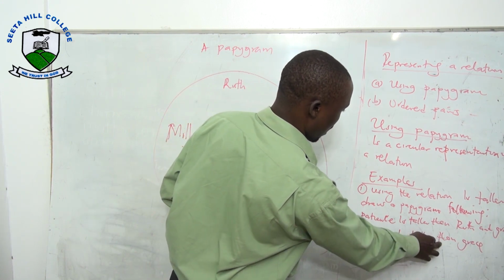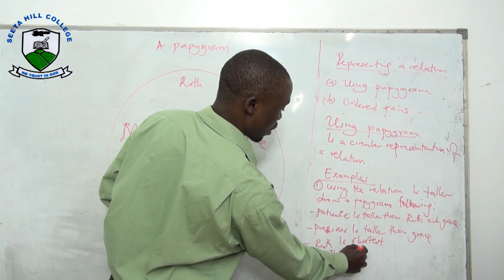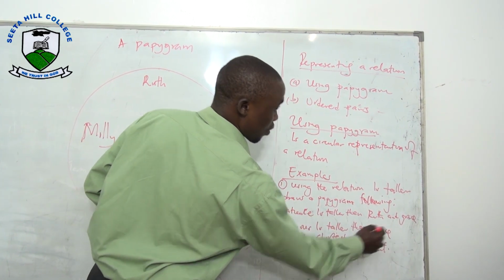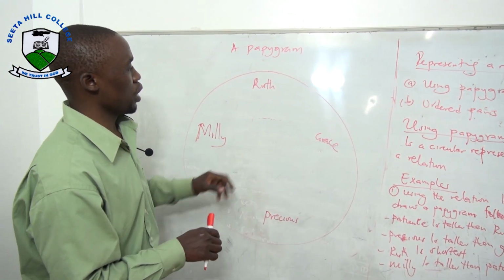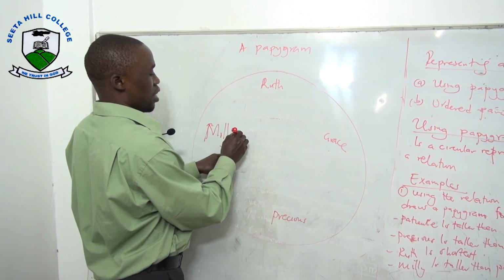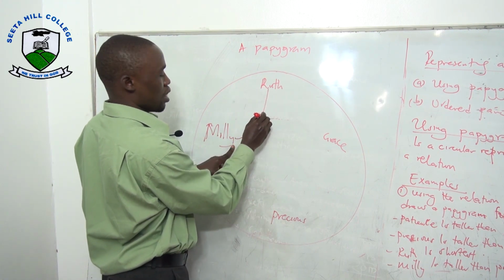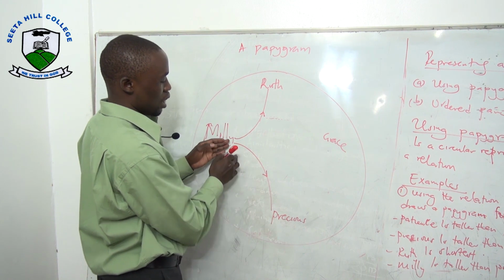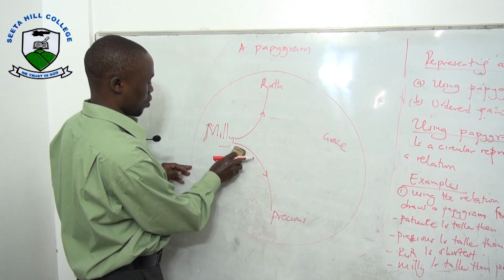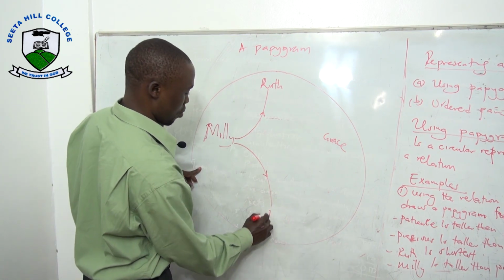Precious is taller than Grace. What of Millie? We didn't mention Millie here. Millie is taller than who? Taller than Patience? Yes. Let's measure. How would we connect Millie? I think Millie is the tallest. Millie is taller than this. You see the arrow moves from where it is to. Yes, I want to indicate Patience. So remove Precious, this is Patience.